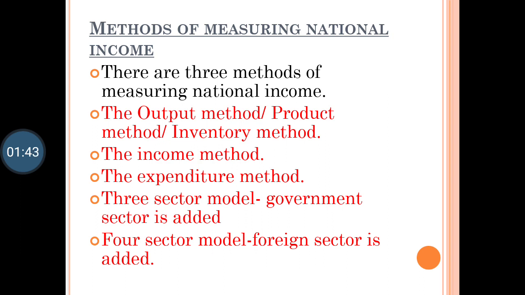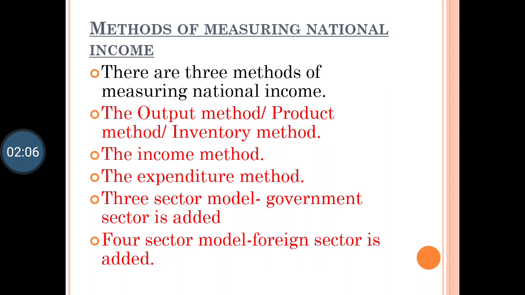Now the first method, as I told you, is the output method. So basically it takes into consideration the production side. The second method is the income method. As the name suggests, it takes into consideration the income part. And the third method is the expenditure method. While understanding this method, you need to understand the expenditure part of national income.